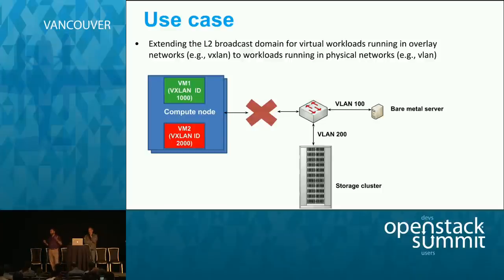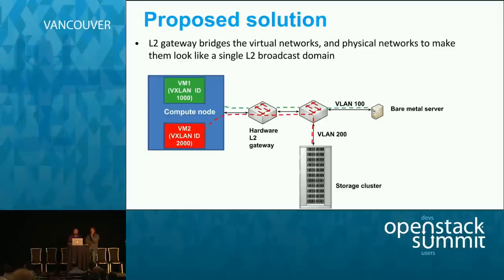Essentially, it allows you to take a virtual network, which is managed by OpenStack, and connect it with your existing physical networks or legacy networks. Right, so that's our use case. In this case, we've used VXLAN as the virtual network and connected it with the VLAN-based legacy networks.